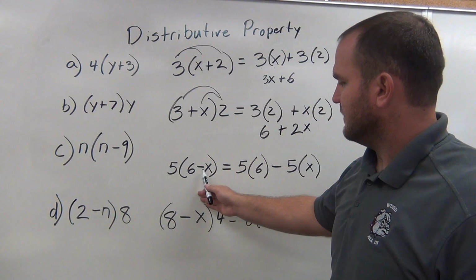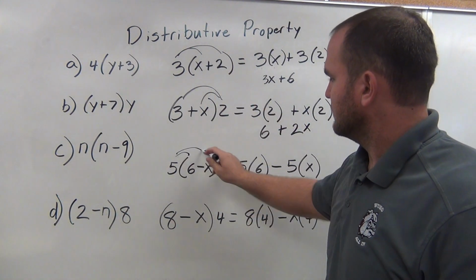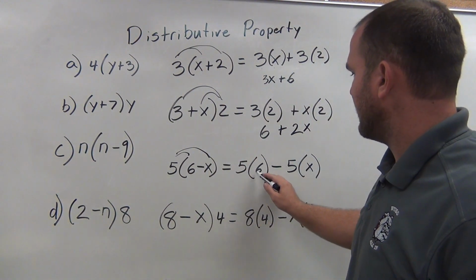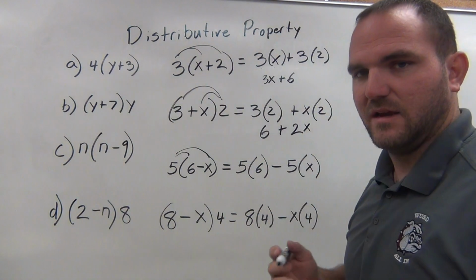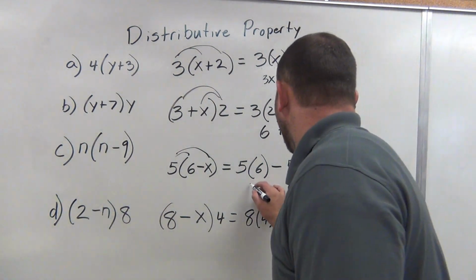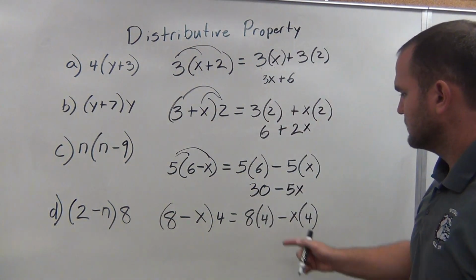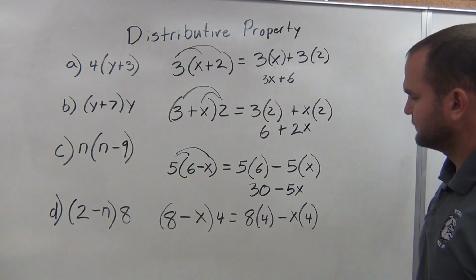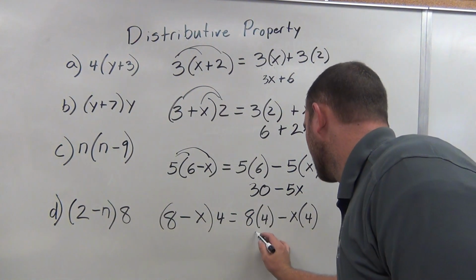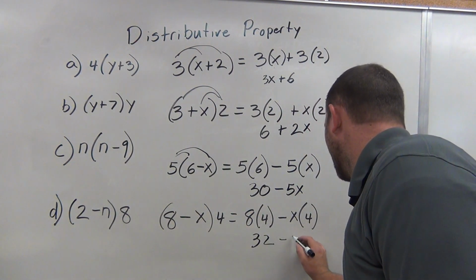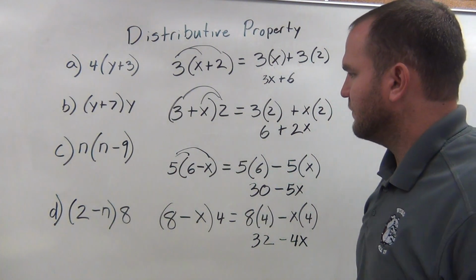So, same thing with negatives or subtraction signs. Same exact process. You're going to have your visuals there. So now it's 5 times 6, which would be 30, and negative 5 times x, which would be negative 5x. So, here would be what you would look at or look for at the end. So that would be this. Once again, it doesn't matter the order, okay? There you go. So, hopefully that helps you.